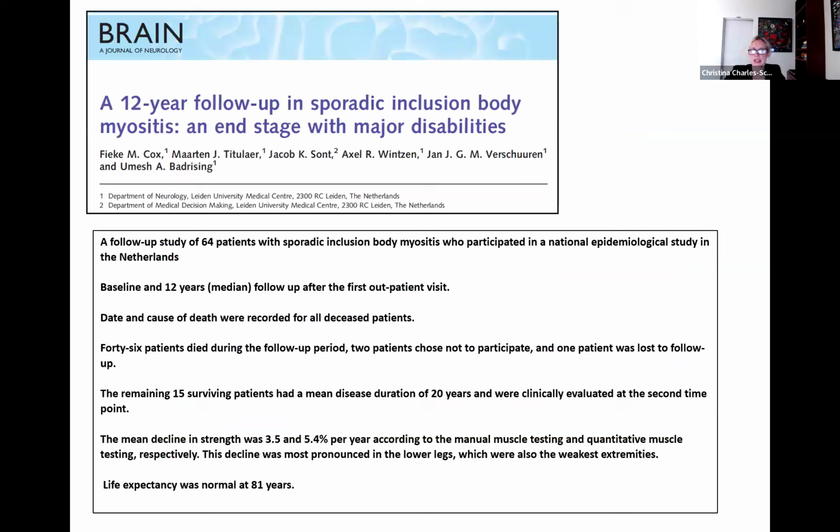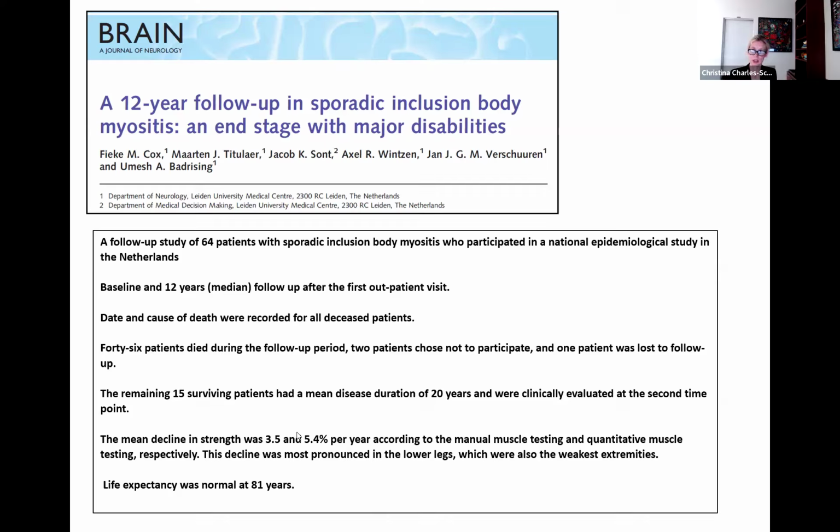We're getting to the last study here, and then we'll have a few more minutes for questions. One of the questions was about heart disease and the incidence of heart disease. This was, again, a small study, 64 patients in the Netherlands, but they did a very nice longitudinal follow-up over time in their IBM patients. And they looked at what was the cause of death. What do we have to worry about in these patients in their cohort?